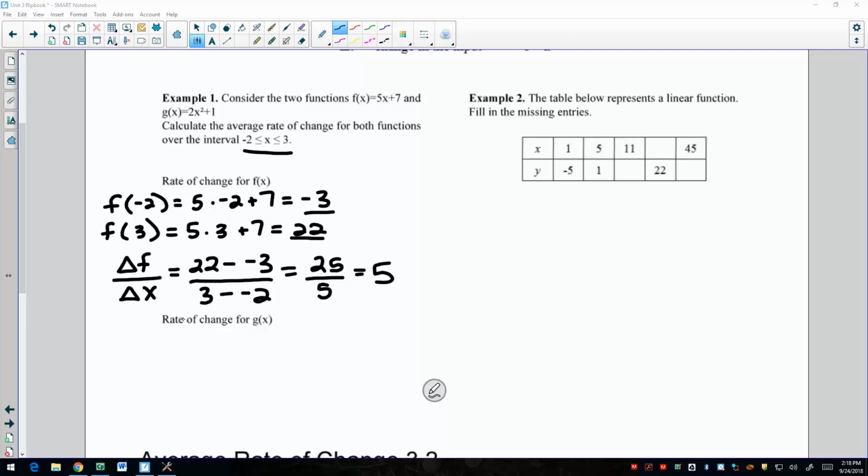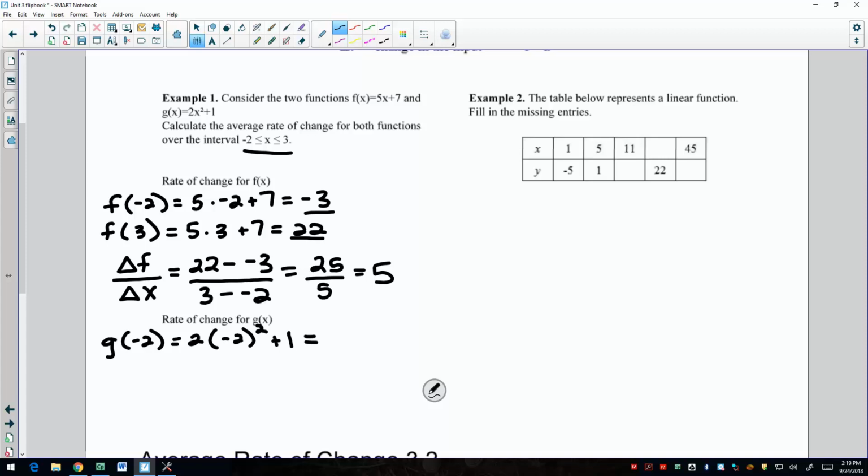Okay, next we're going to do the same thing, but we're going to be using G instead of F. So we're using the same interval. So we're going to start with -2, but we're doing G. So G of -2 would go in as 2 times -2 squared plus 1.